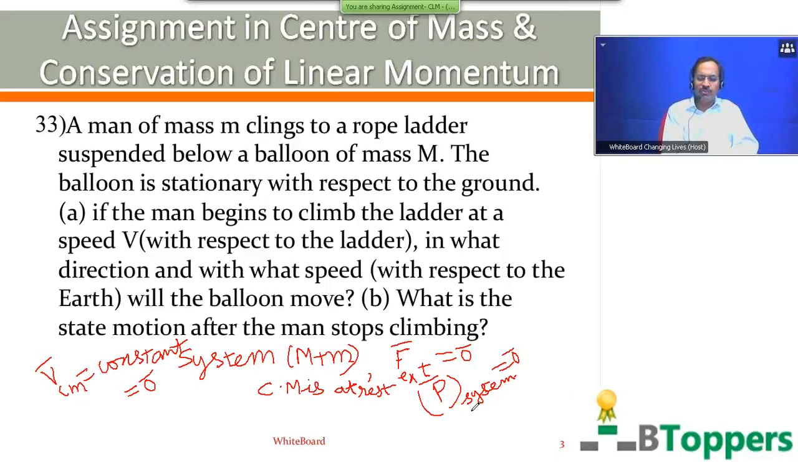So when the man begins to move in the upward direction with respect to a stationary observer on the earth, with respect to a stationary observer on the ground, the balloon starts moving in the downward direction. That means for the first part of the question, the balloon starts moving downwards with respect to the observer on the ground.